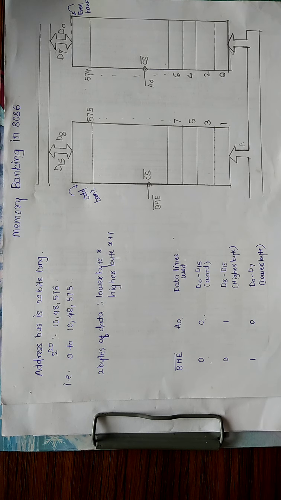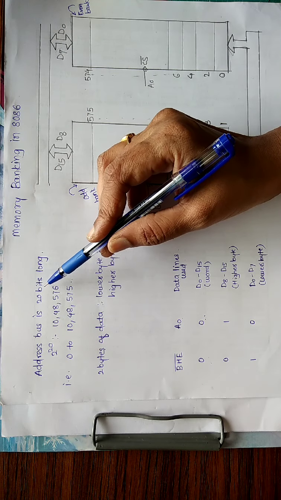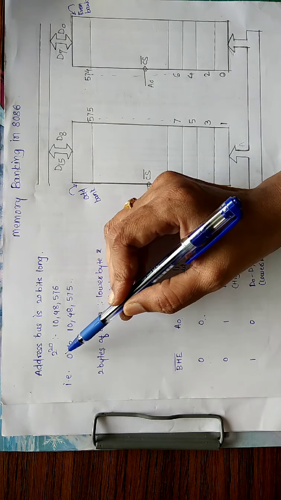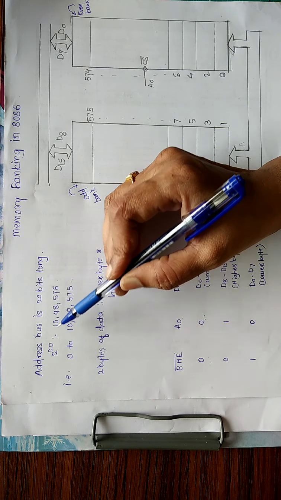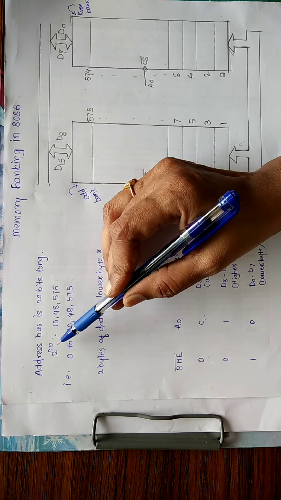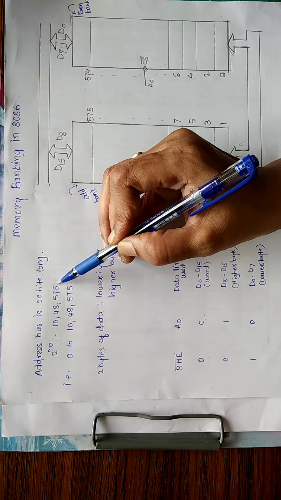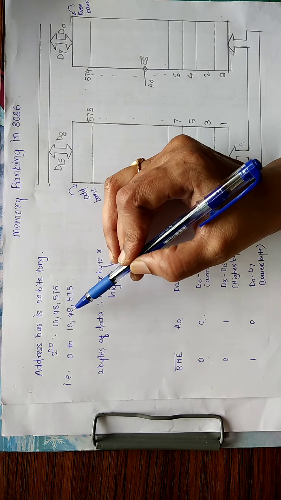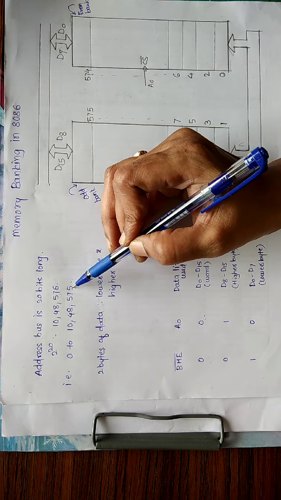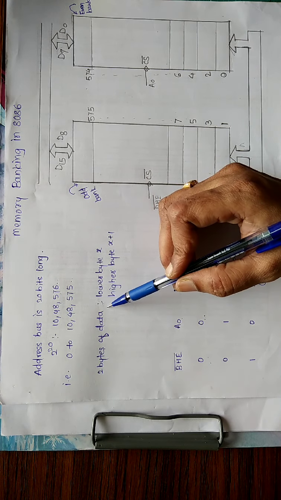Now we will see how it actually works with 8086. The address bus of 8086 is 20 bits long, giving rise to an address space of 2 raised to 20. The total locations obtained from 8086 are 10,48,576, which are named from 0 to 10,48,575. Then the data bus of 8086 is 16 bits long.